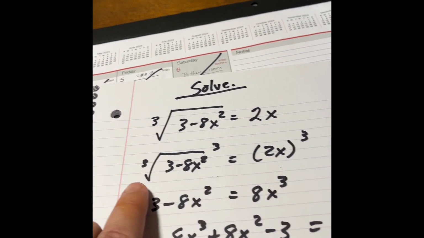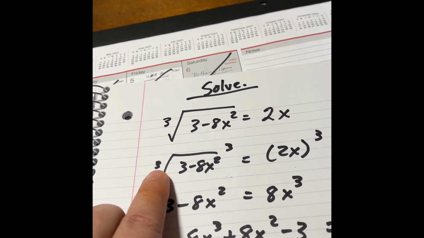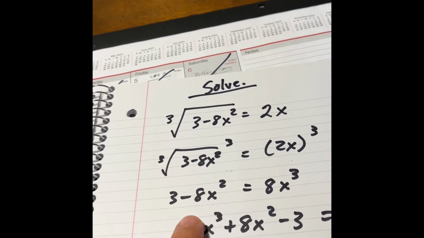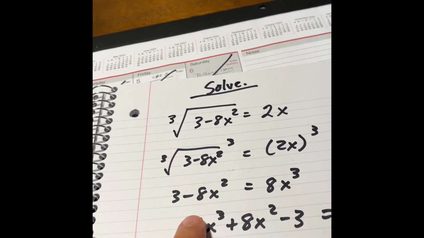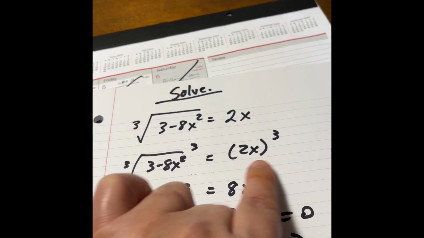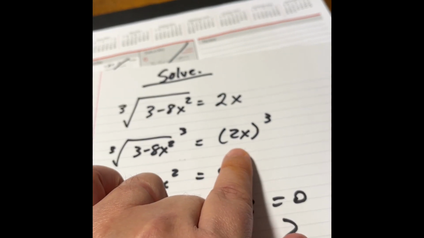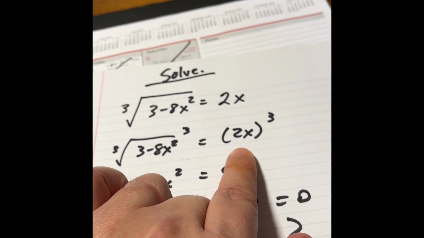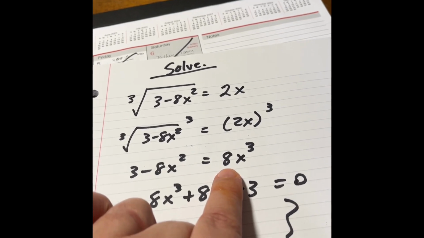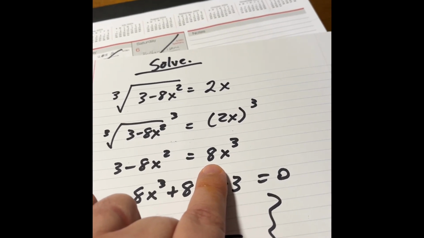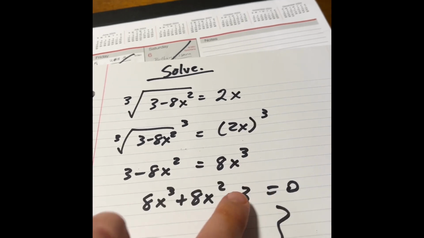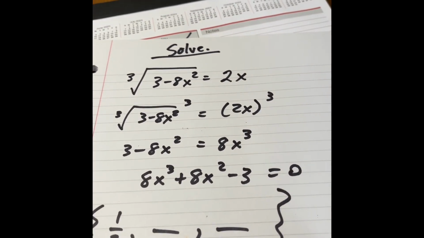And cubing and taking the cube root undo one another, so that I have what was underneath the radical. When you cube this over here, you're going to do 2 cubed and x cubed. So 2 cubed is 8. And of course, x cubed is x cubed. Now, if I get everything on one side of the equal sign, it's going to look like that.